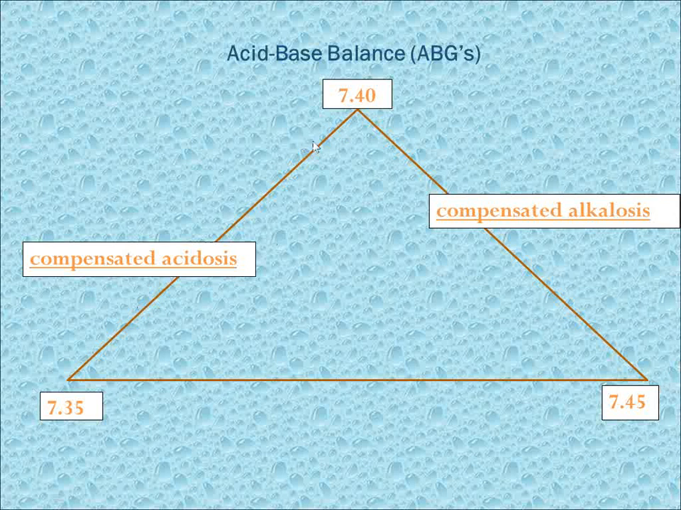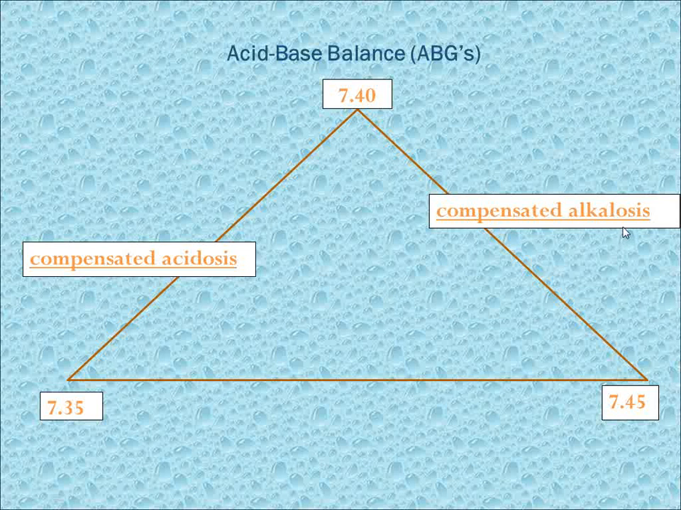When we look on the left side of the triangle, that is meant to represent the pH values of 7.35, 7.36, 7.37, 7.38, and 7.39. If your compensated pH value falls on the left side of the triangle, we're going to call it acidosis. If your pH value falls between 7.41, 42, 43, 44, or 45, we're going to list that as compensated alkalosis.